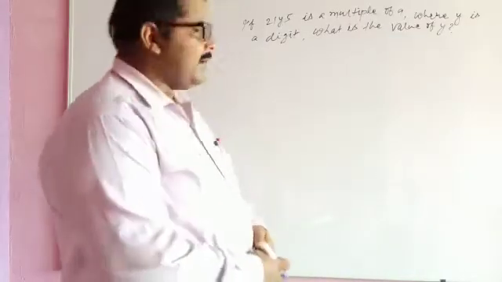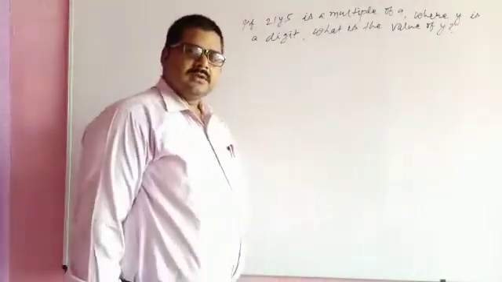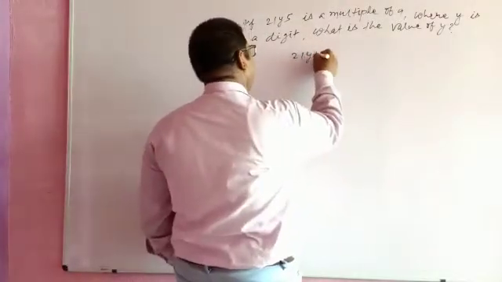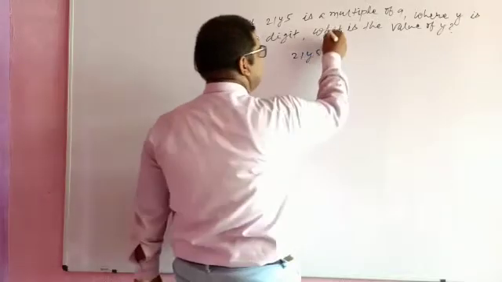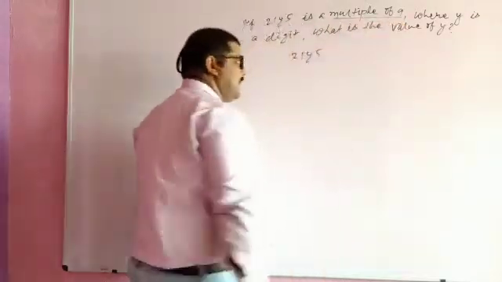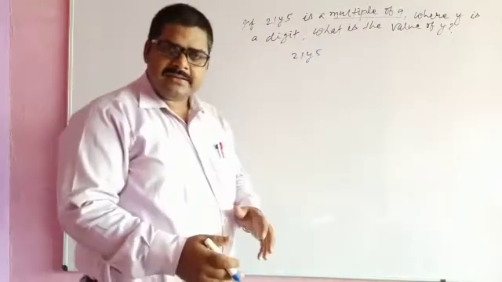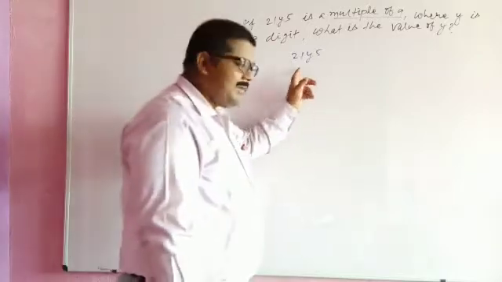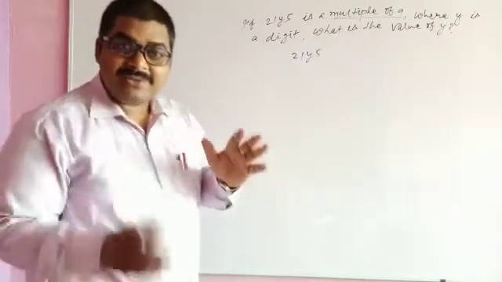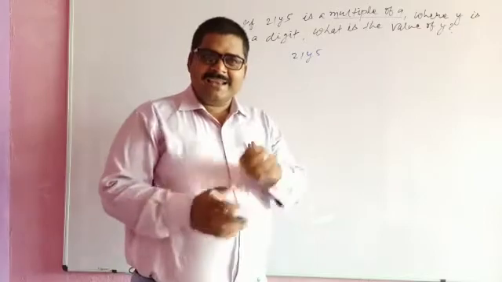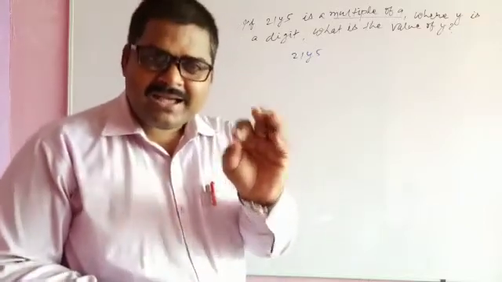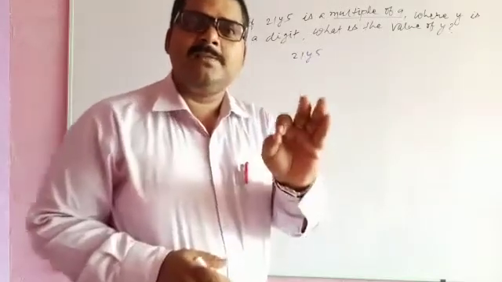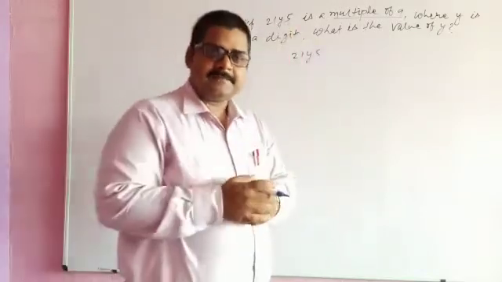My dear student, now the next question is, a number has been given, 21y5, and it has been said that it is a multiple of 9. Then it means this number must belong to the table of 9. And you know, any number which is divisible by 9, the sum of its digits must be divisible by 9.